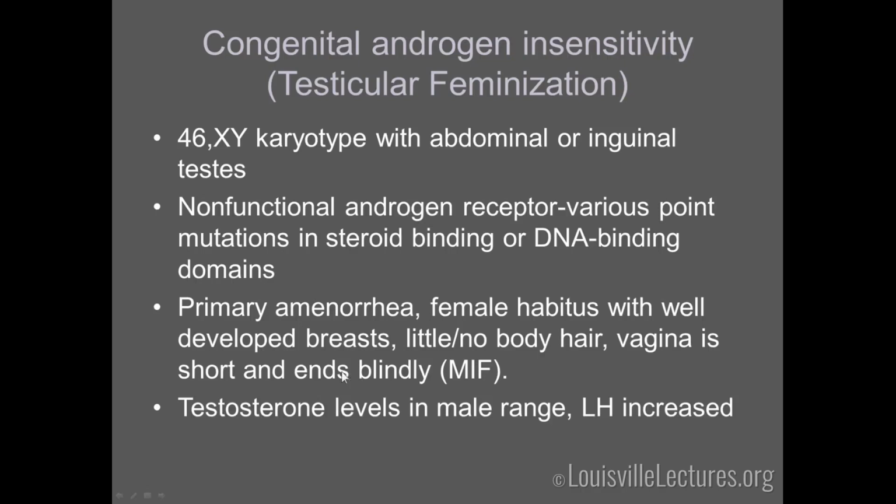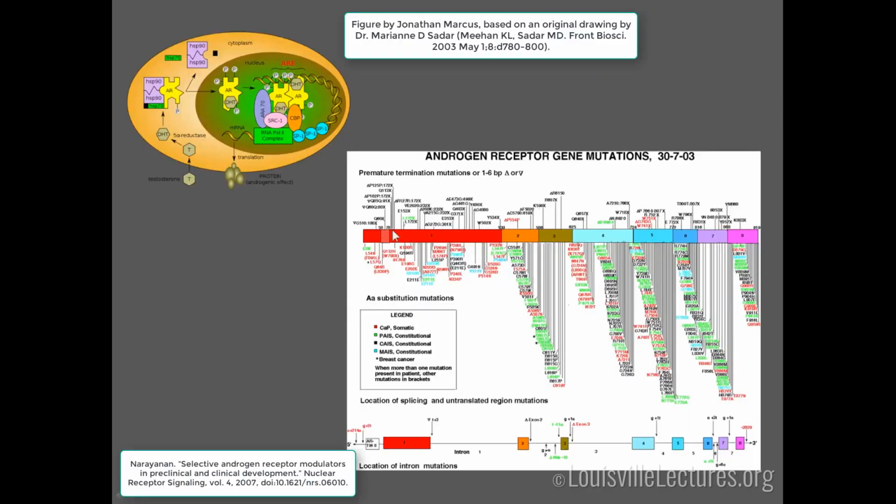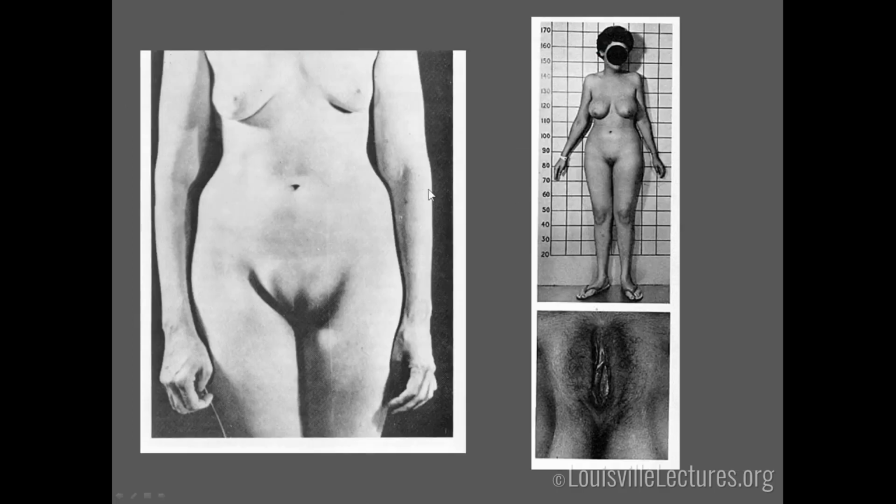They have a female body habitus with well-developed breasts, and little or no body hair because androgens are needed for that. Their vagina ends short and blindly, and they have testosterone levels in the male range. So this reminds you of the androgen receptor, which is a transcription factor. Its major pathophysiology is to activate intracellular receptors and stimulate the transcription of a variety of genes. If this doesn't work due to any of these mutations, then you could get a patient like I described. They sometimes look like this, with a female phenotype and large breasts, but little or no pubic hair. And if you do a pelvic exam, there's no cervix.